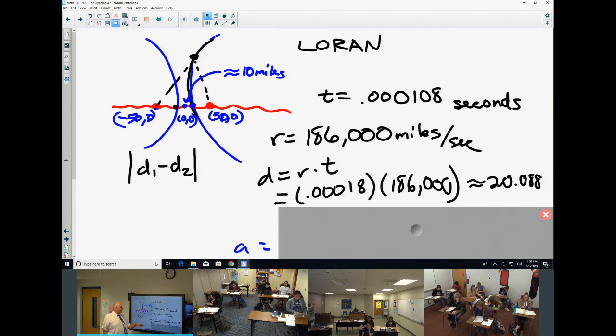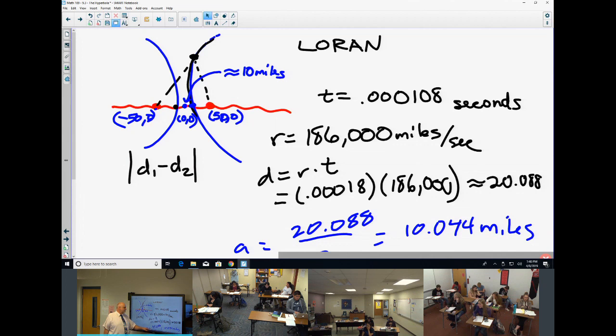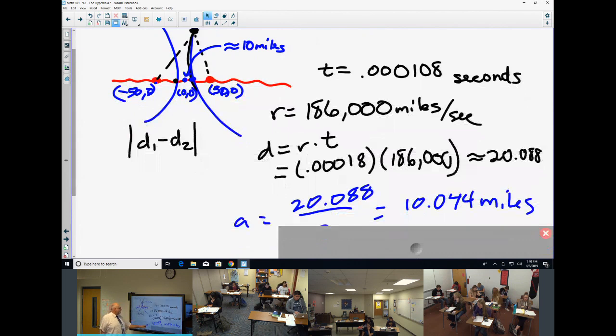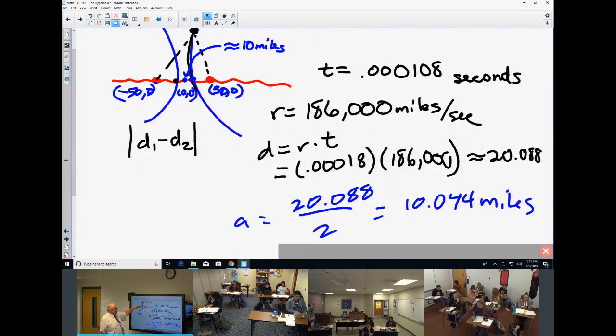And so if we were to divide that difference by 2, it would tell us from the center where the vertex is. How far would we go to the right? Because this distance is like the major axis of the hyperbola, by dividing by 2 it tells us how far we are from exactly the middle between those two stations. So that distance would be 10.044 miles.